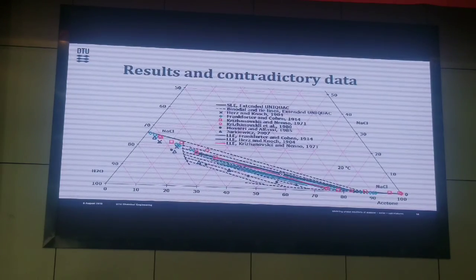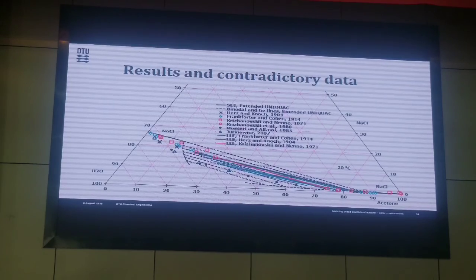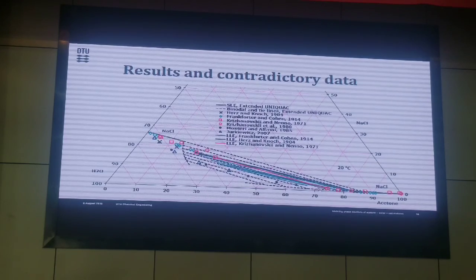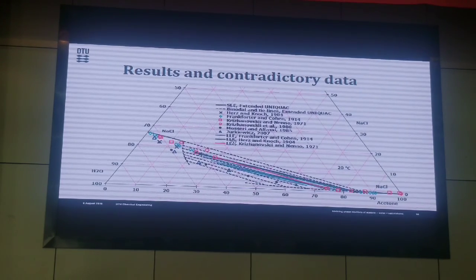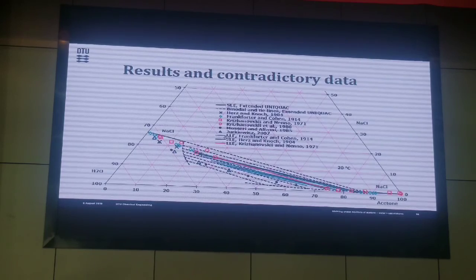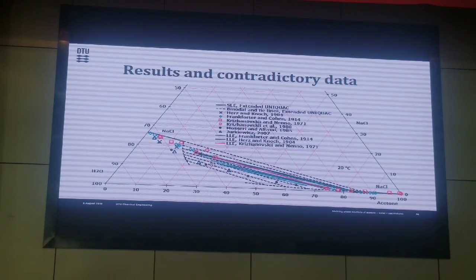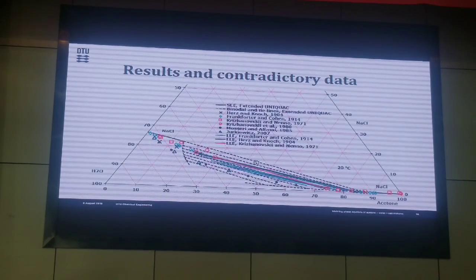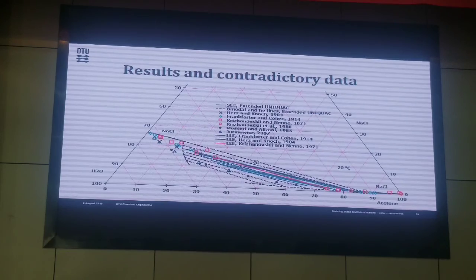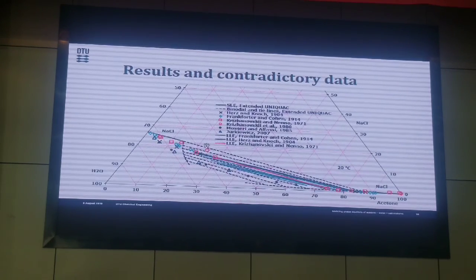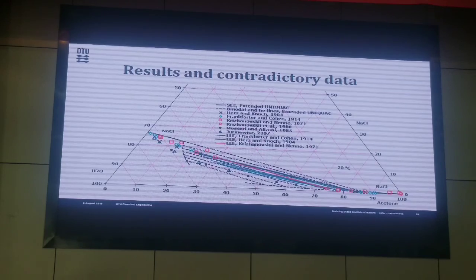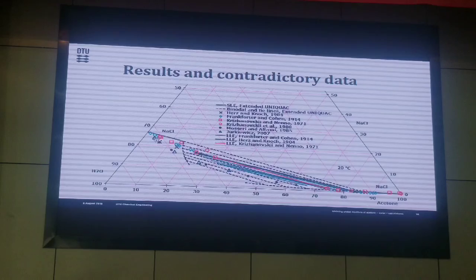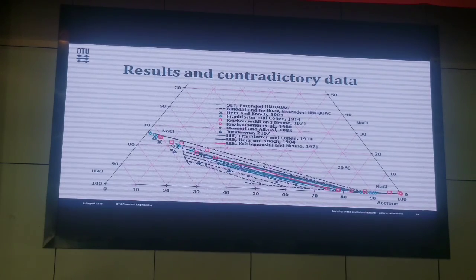We have sodium chloride at the top of this triangle, and the model actually shows liquid-liquid equilibrium. There are three sources, the blue, the black and the red points here, from different sources showing liquid-liquid equilibrium. The model also gives liquid-liquid equilibrium, but in a slightly larger area than the experimental data gives. But here we can also see that the data are very scattered. This is solid-liquid equilibrium data that are very scattered.